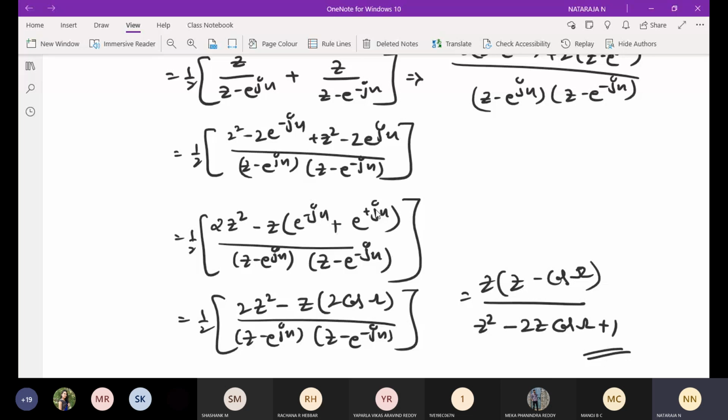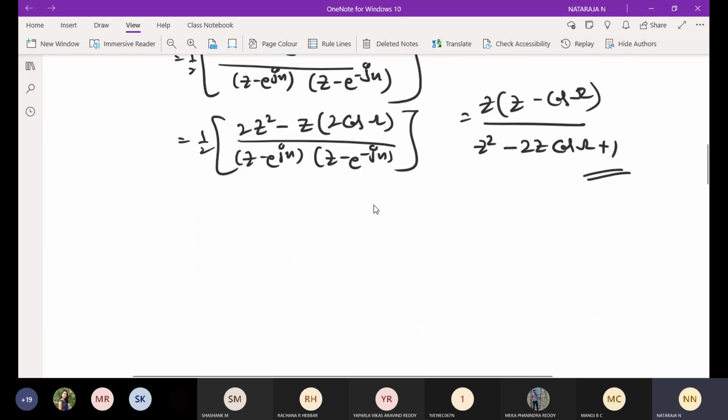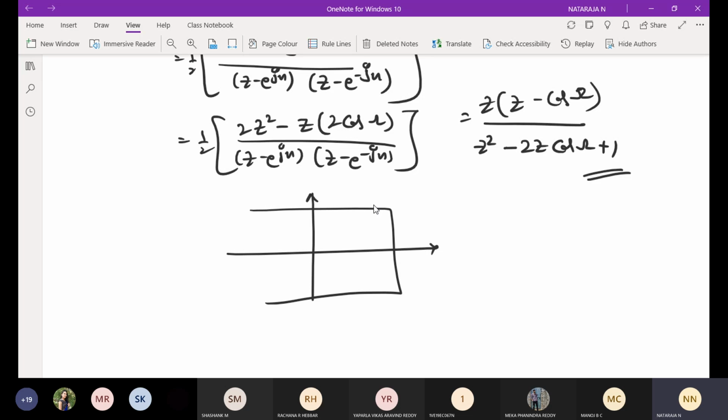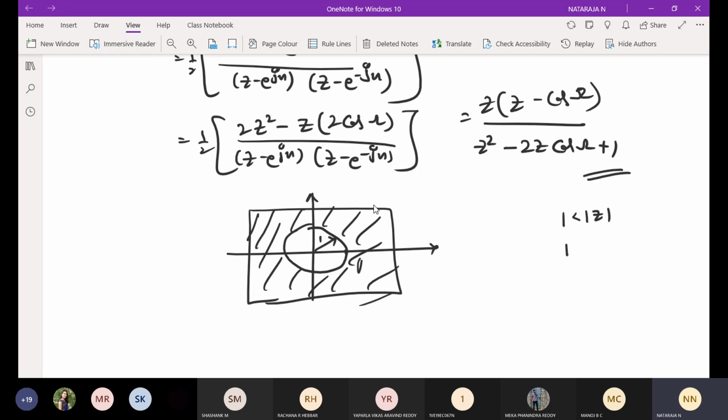Now I need to draw the ROC. You need to sketch the ROC. This is your z plane, real and imaginary. What is the condition? 1 is less than magnitude of z, for both the conditions. This is my unit circle of radius 1. This is my ROC in the z plane.